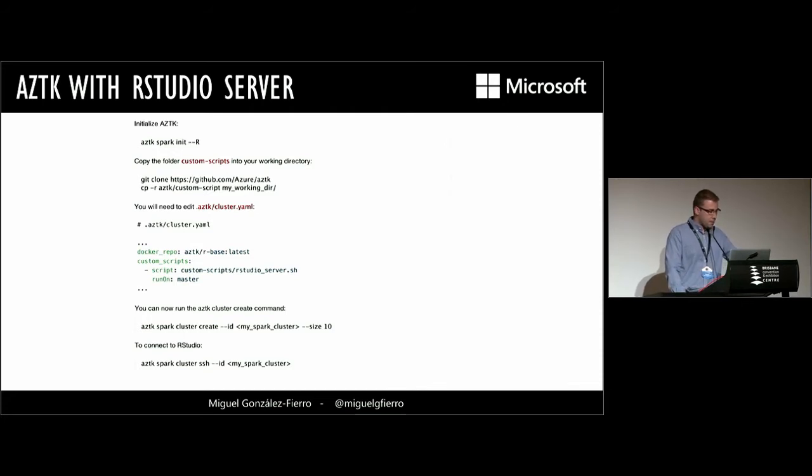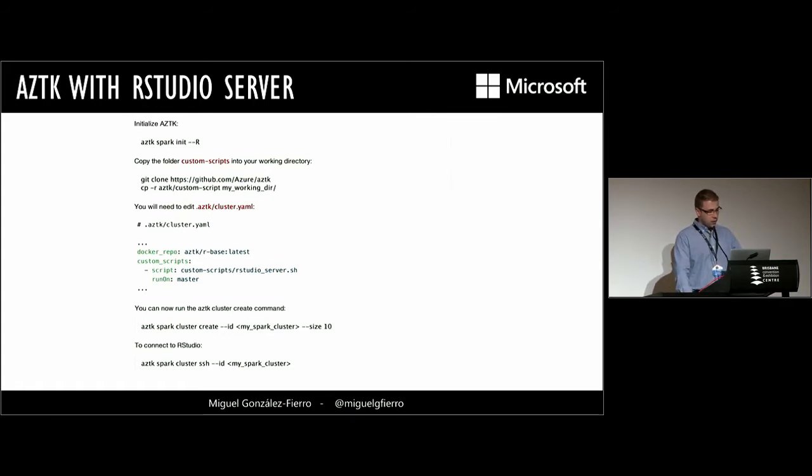And something important is to be able to use this tool with RStudio. At the end, if you want to deploy your system in a programmatic way, it is interesting to use the CLI. But many times, especially when you are developing and debugging, it is more powerful to use RStudio. So using AZTK, you can also connect to RStudio.